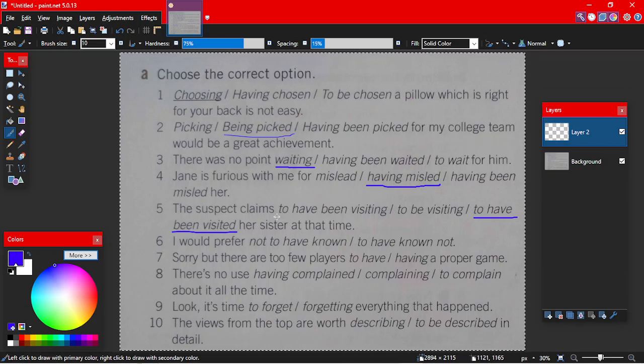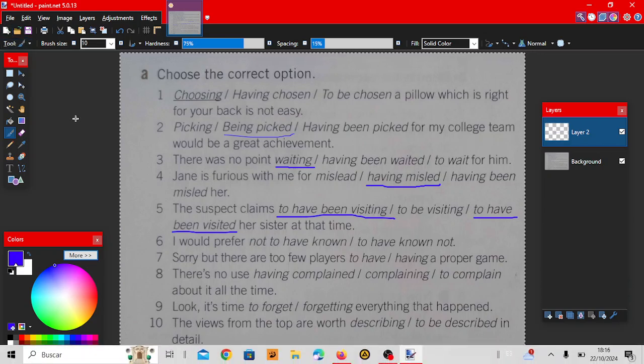I think so. Yeah, I think it's that one. I'll be honest, I'm not sure either, but it should be that one. Yeah, have been visiting. Yeah, I guess so. I mean, I guess the consequence now is that he's still a suspect, right? So it's the same as the previous question, you know, as question number 4. Yeah, I guess it should be that.